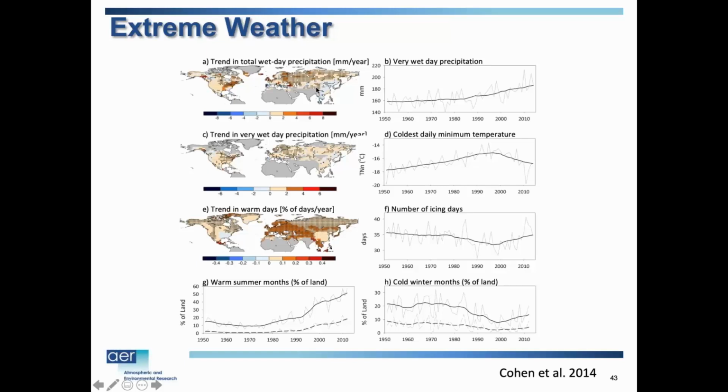So here's a look at some extreme events across the hemisphere, both precipitation and temperature. And here's a time series. If you look at precipitation, you can see there's been an increasing trend in these extreme precipitation events. This is again what was projected from global warming. There's an increase in warm temperatures. Here are warm summer months.